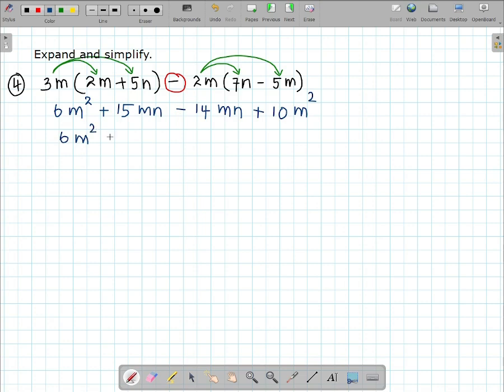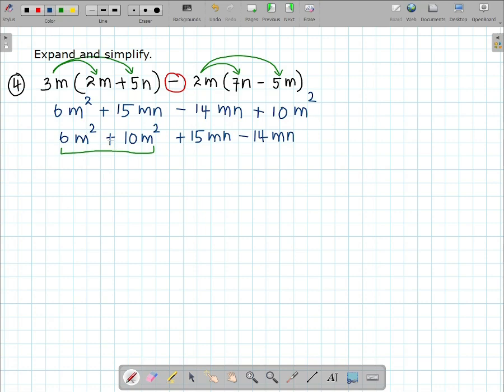6m squared plus 10m squared plus 15mn minus 14mn. So these are like terms.